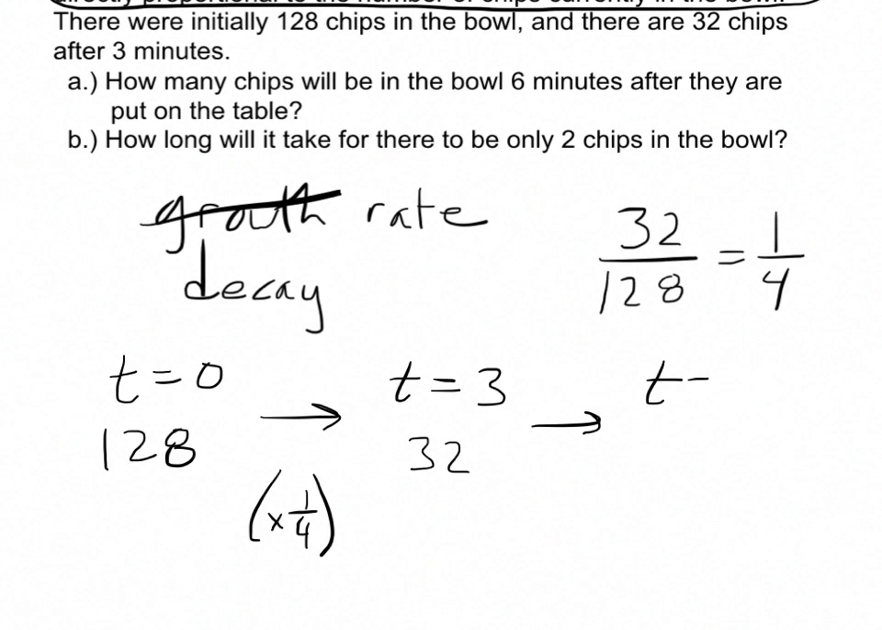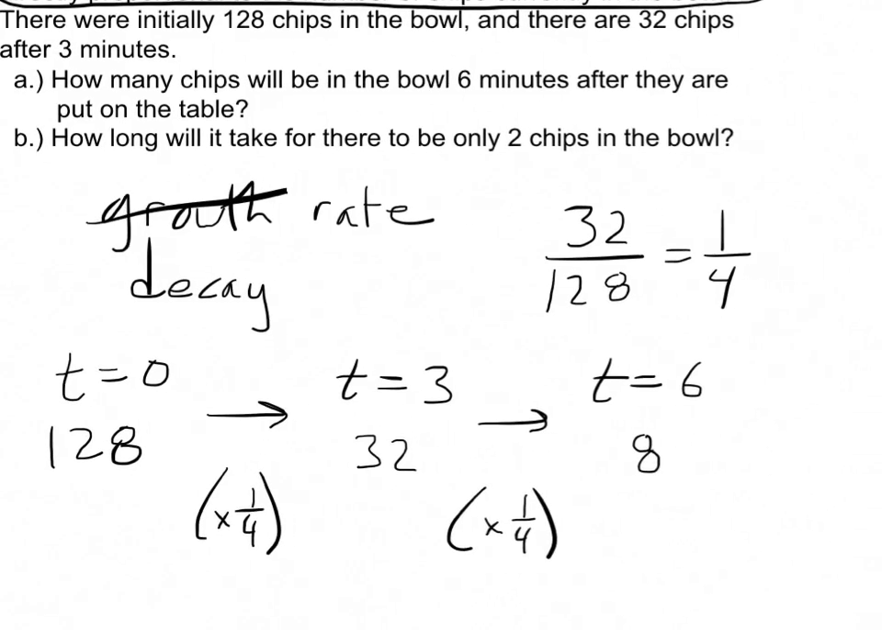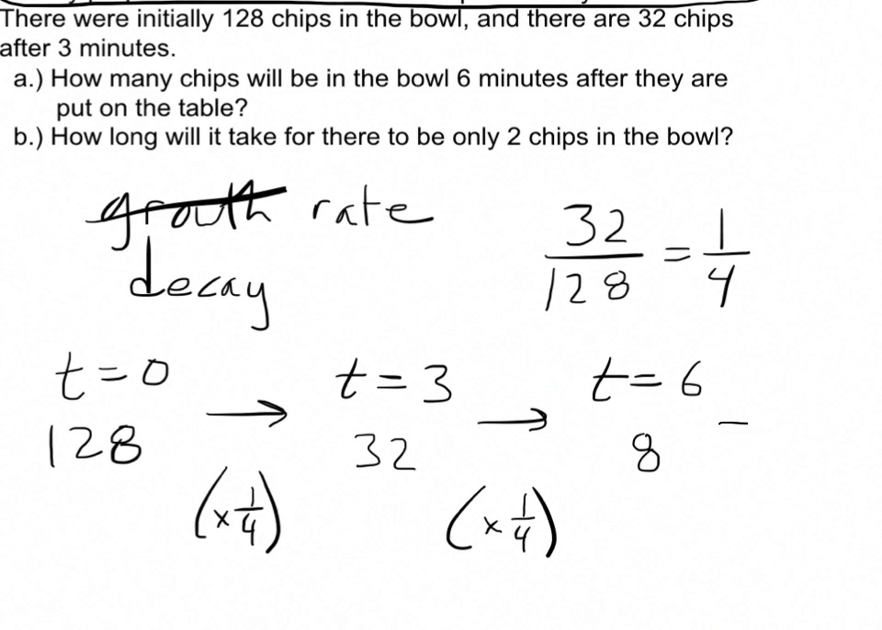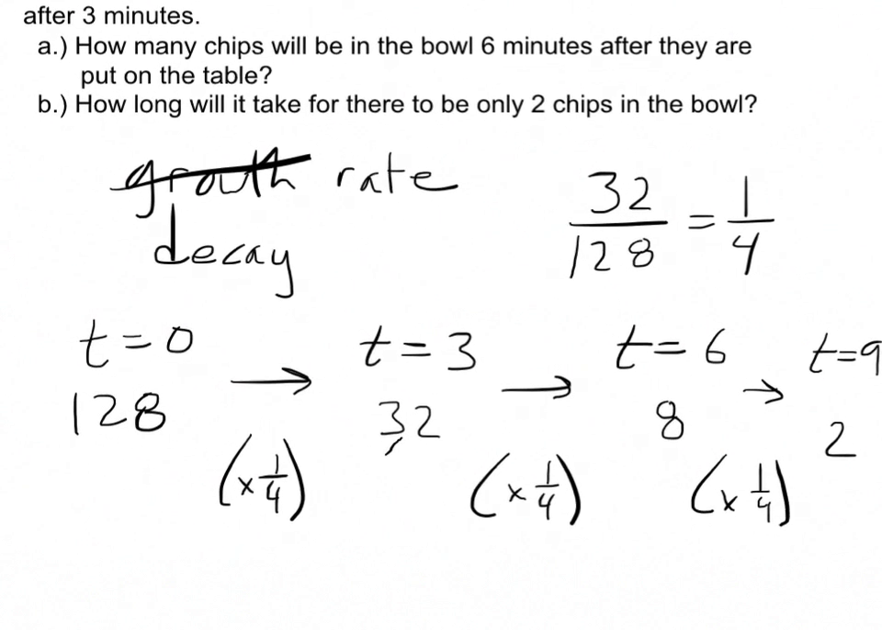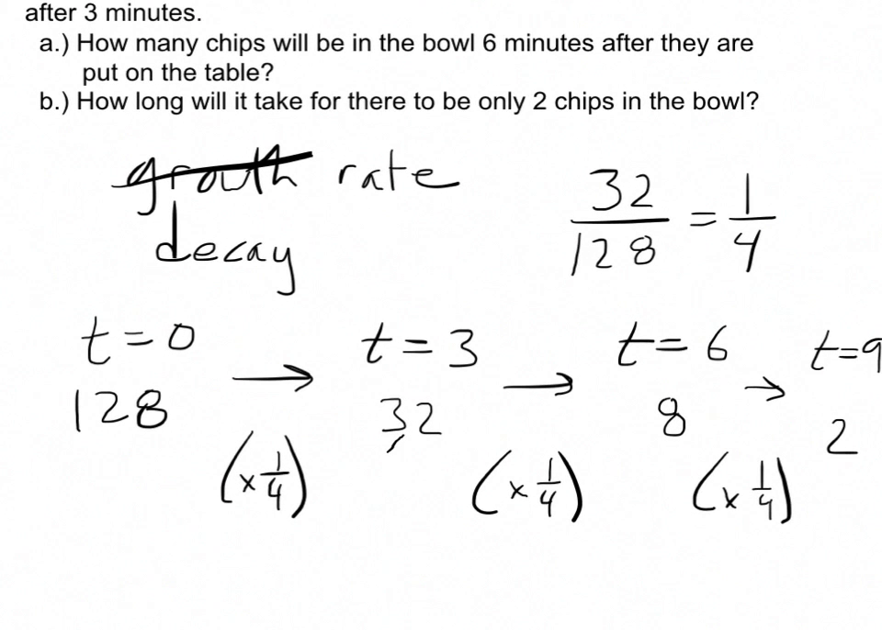How do I figure out what happens at time 6? I multiply by the decay rate, the growth rate of 1/4. Now I'm down to 8, right? And I could try and squeeze one more in here. What happens 3 minutes later at time 9? Again, I multiply by 1/4, and now I'm down to 2 chips in the bowl, right? And so it's actually kind of funny. Without even looking at my own questions, I think I answered them.